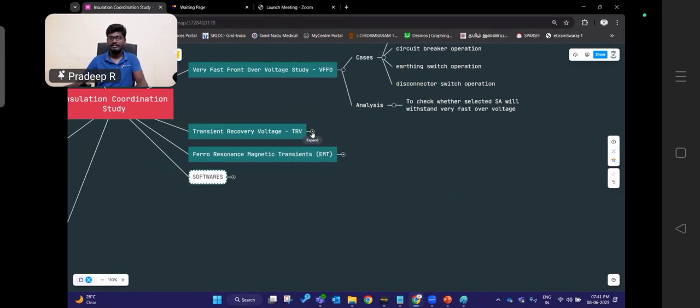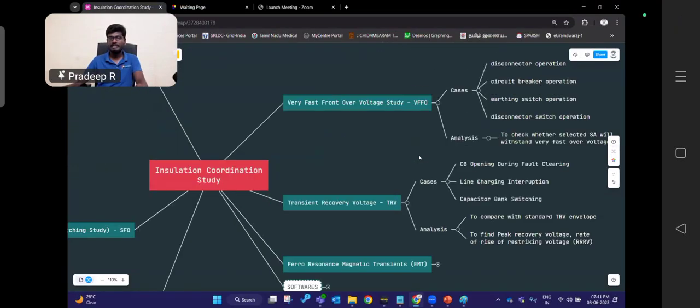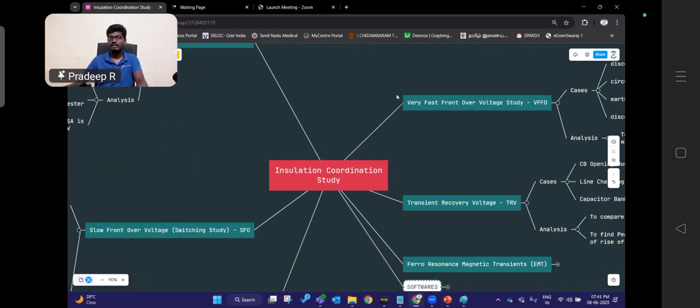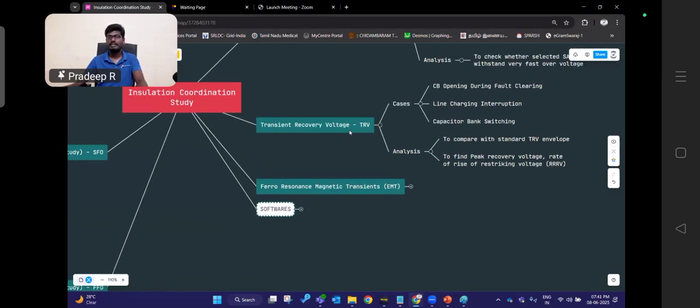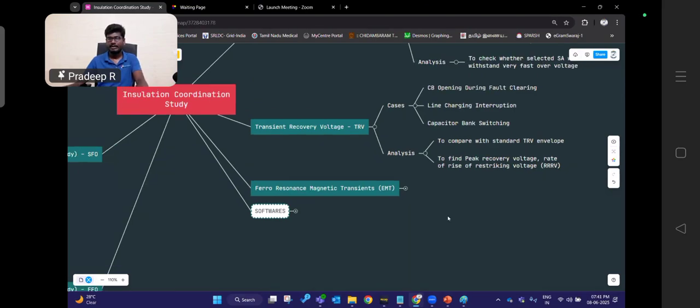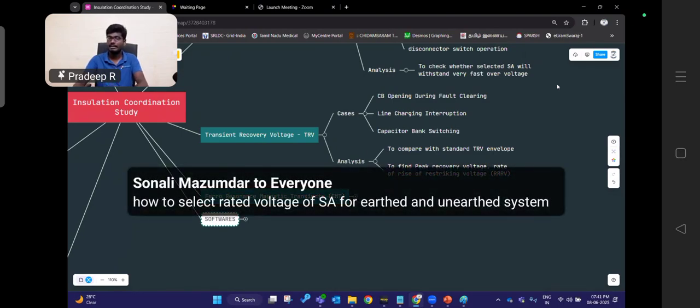Clear? Then TRV, so transient recovery over voltage. In the previous case I mentioned these four alone. In addition to that, there are two things: transient recovery over voltage and ferroresonance magnetic transients. Right? So TRV will usually be a transient recovery over voltage occurring due to the sudden opening of the circuit breaker due to any interruption in my circuit, in my power system.